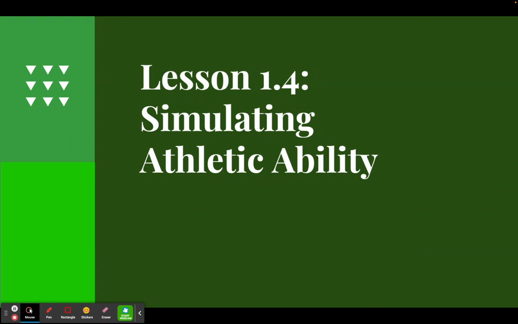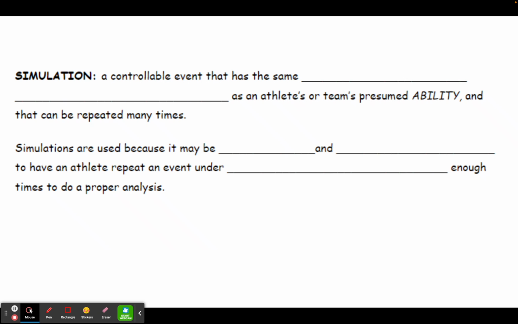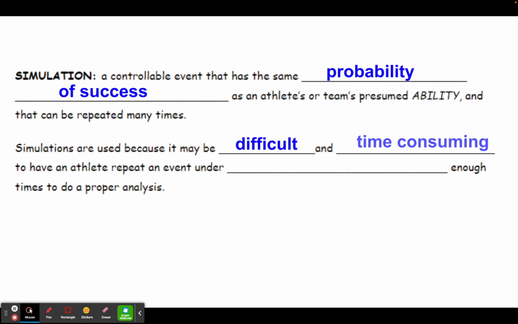In lesson 1.4, we're going to look at ways that we can simulate athletic ability. When we talk about a simulation in statistics, we're referring to a controllable event that has the same probability of success as an athlete's or team's presumed ability, and that can be repeated many times. We use simulations because it may be difficult and time consuming to have an athlete repeat an event under identical conditions enough times to do proper analysis.